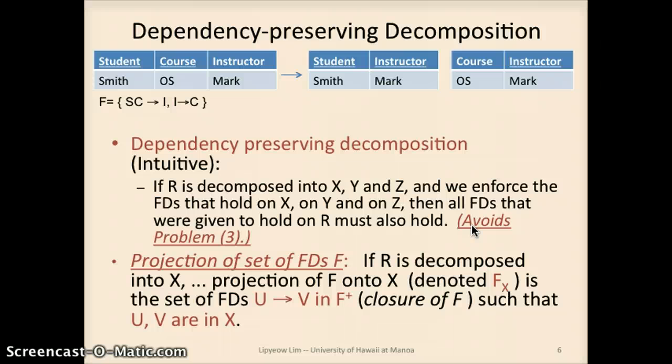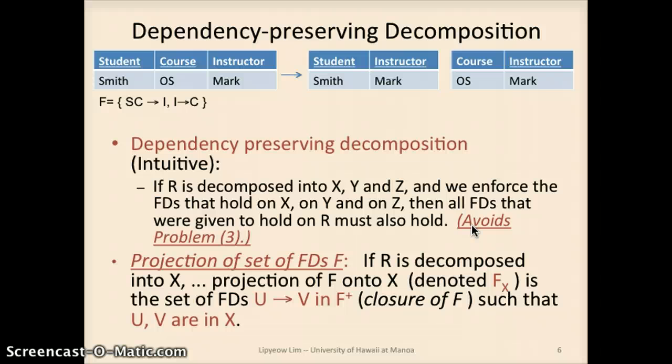Now let's talk about the second desirable property of decompositions: a dependency-preserving decomposition. The intuitive definition is this: if we decompose R into tables X, Y, and Z, and we enforce the FDs that hold on X, Y, and Z, then the FDs that were given to hold on R must also hold, meaning that I do not need to do a join in order to enforce all my FDs.